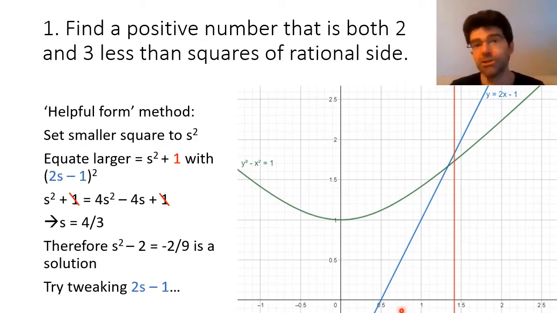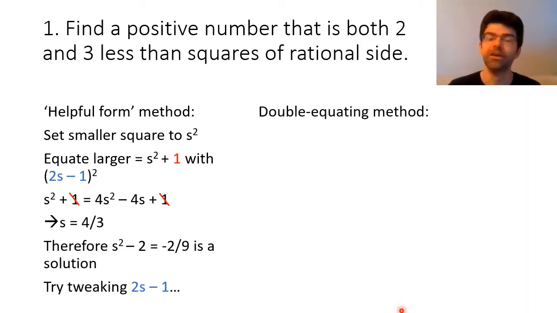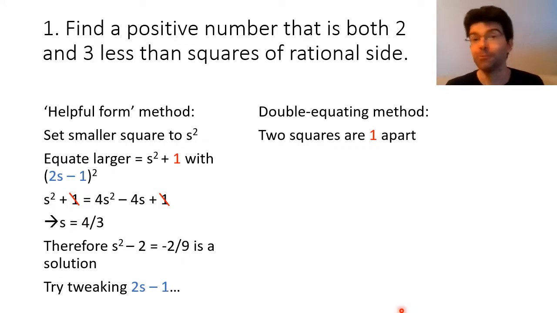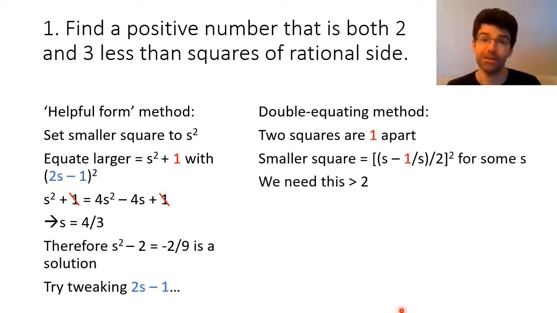But Diophantus and his students couldn't do this kind of analysis. So let's leave it aside and concentrate on how the double equating method works for him. We need two squares that are 1 apart, and we need the smaller of those squares to be above 2. It's this constraint that really tells you the double equating method is the thing to use here.